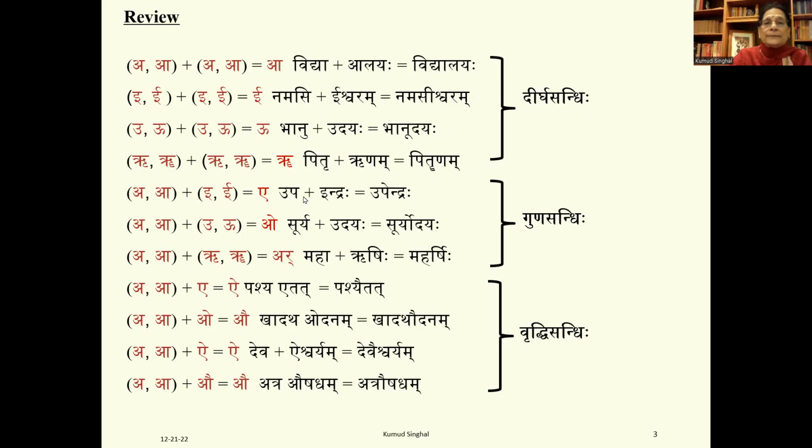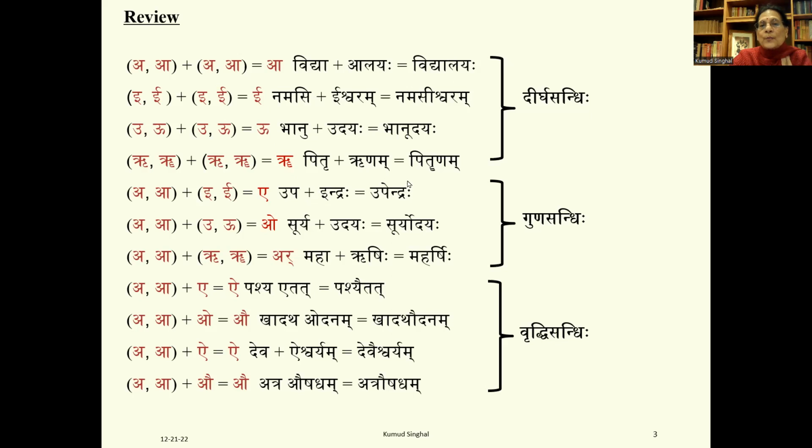Pitṛ is father. Now the examples for guna sandhi. So upa plus indra. Upa ends in a. Indra begins with i. So a and i will be replaced by the guna of i, which is e. So a and i becomes e.